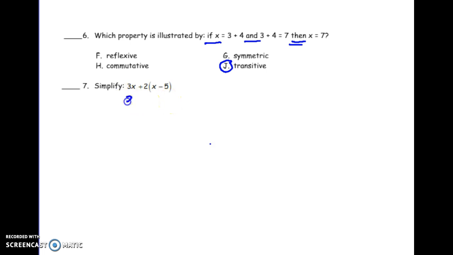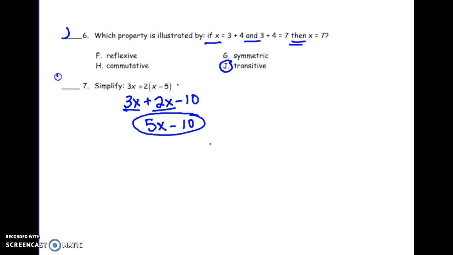Number 7 says to simplify, so I'm not solving because it's not an equation. So I'm going to start by distributing 3x plus 2x minus 10. And now I combine my like terms. 3x and 2x is 5x. 5x minus 10 would be my answer. Okay, so this would be J. This would be 5x minus 10.